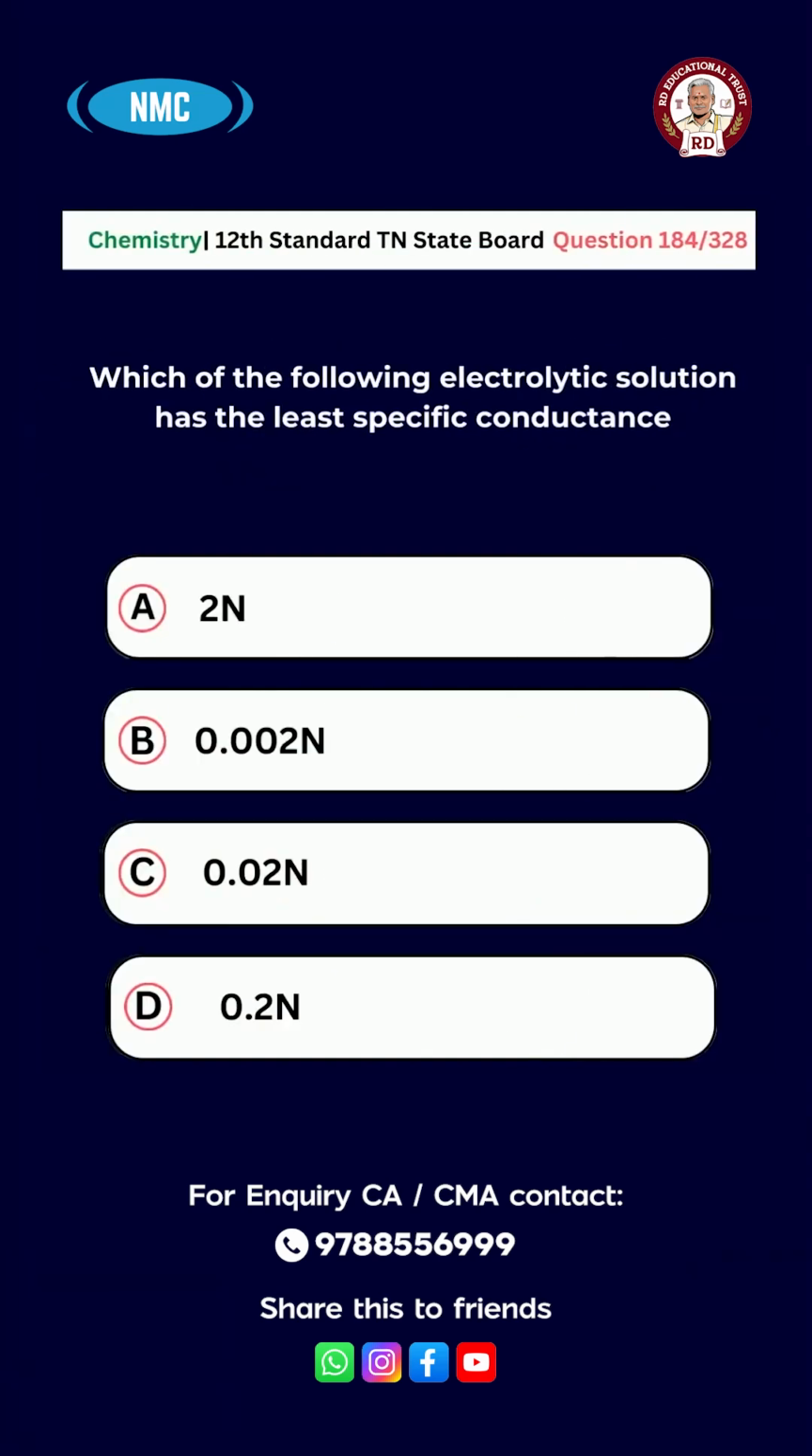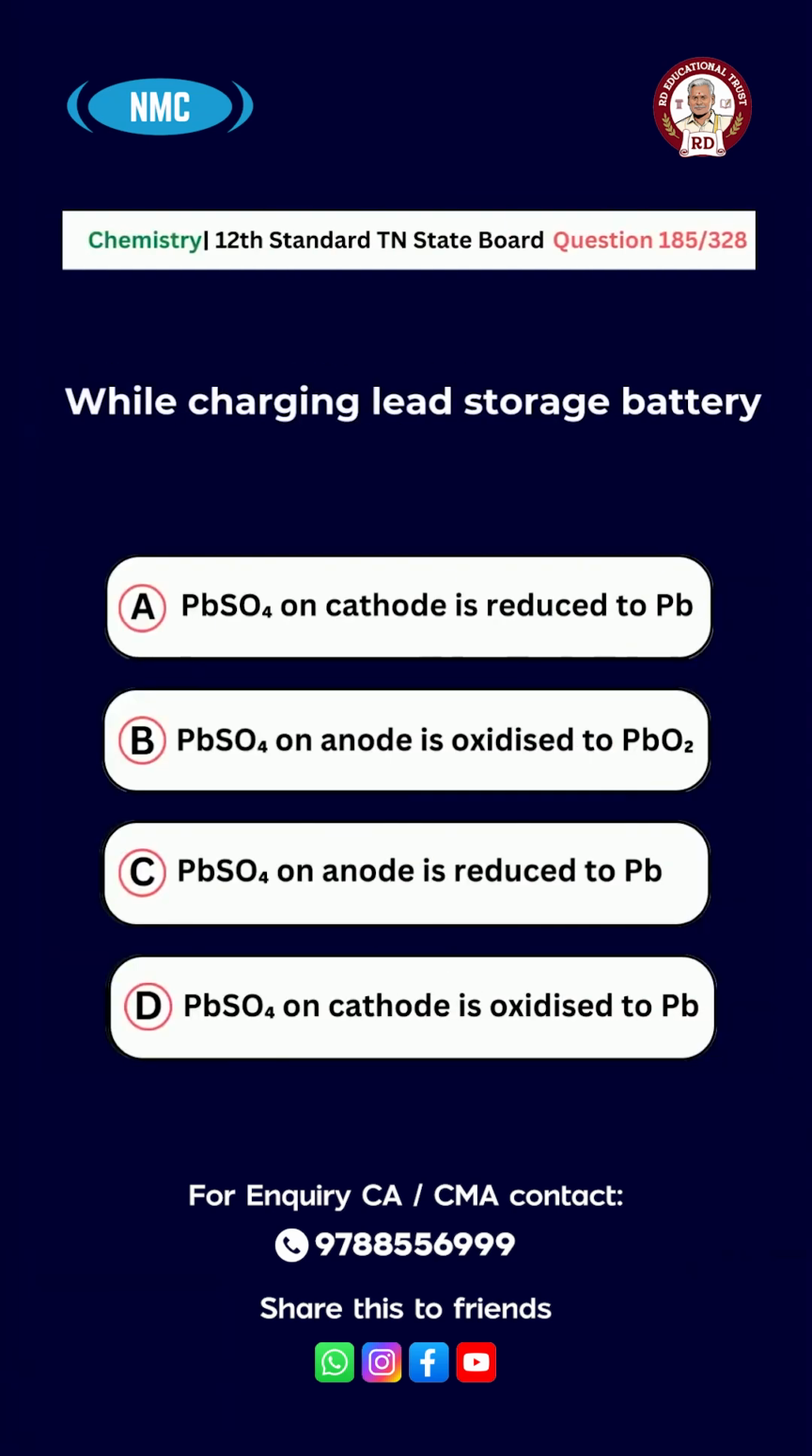Question number 184. Which of the following electrolytic solutions has the least specific conductance? Option A, 2N. Option B, 0.002N. Option C, 0.02N. Option D, 0.2N. The correct option is option B, 0.002N.